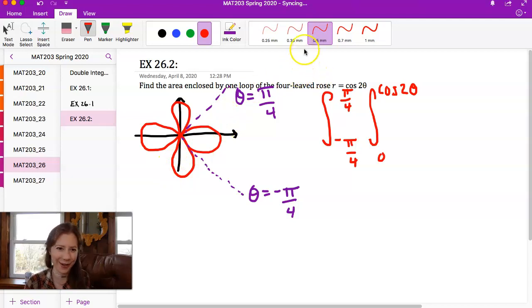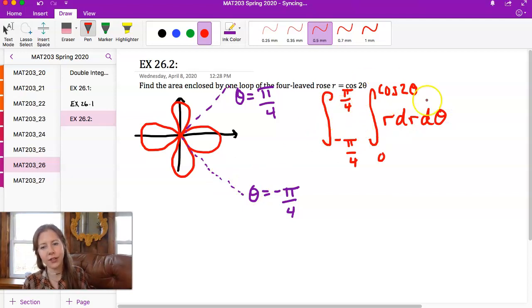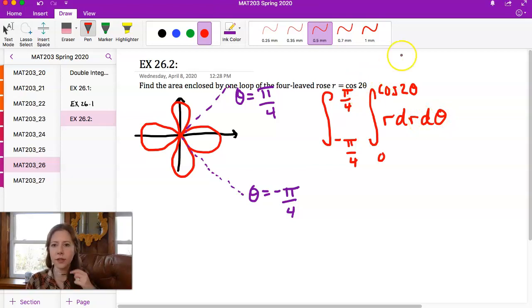Anyway, let's keep going. And so we have r dr d theta. Okay, so that's dA in polar coordinates. It's r dr d theta. So we're looking for the area enclosed by one loop of the four-leafed rose, and so we're going from 0 to r equals cosine 2 theta, and we're going from minus pi over 4 to pi over 4. So now it should be pretty straightforward that we have it set up.